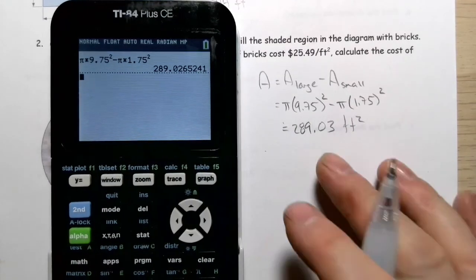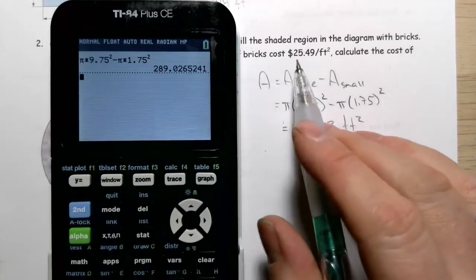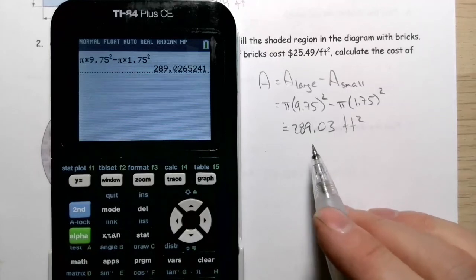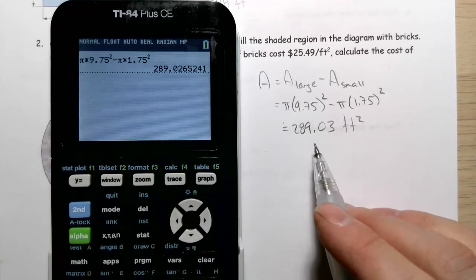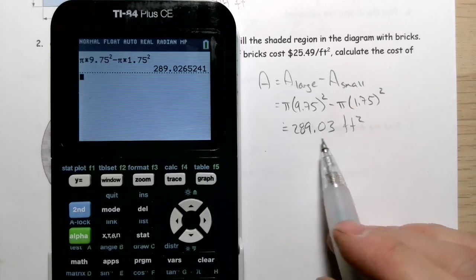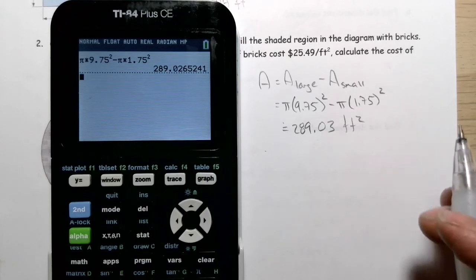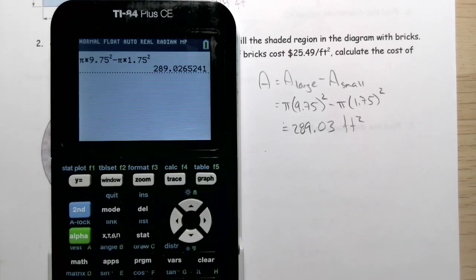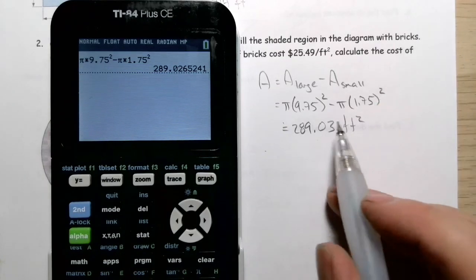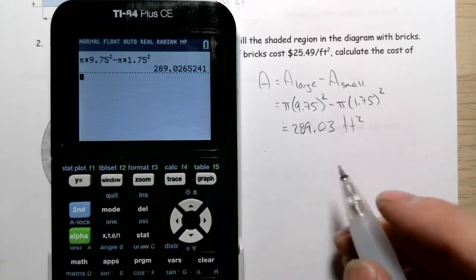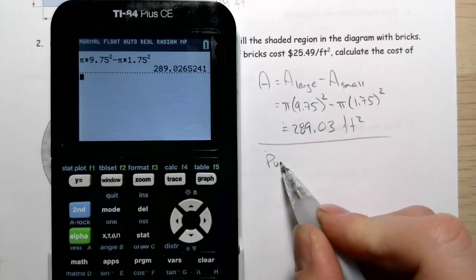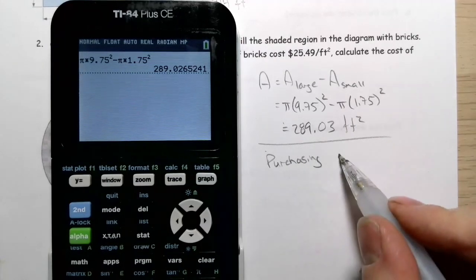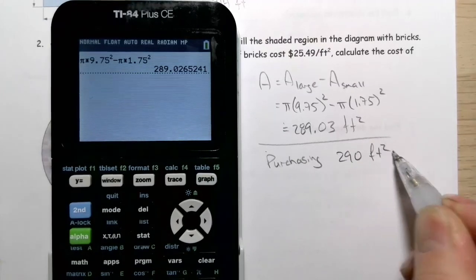Now, to figure out the cost of the bricks, I need to buy the bricks per foot squared. Now, here's the thing. It's not perfect. You might look at that and say, you're so dangerously close to 289 feet. Maybe I'll just fill in the gaps with some mortar around there and I don't need to do it. But most of the time, when you get a situation like this where you're a little bit over, when you purchase, you have to round up. So what I'm going to do here is buy 290 feet squared.